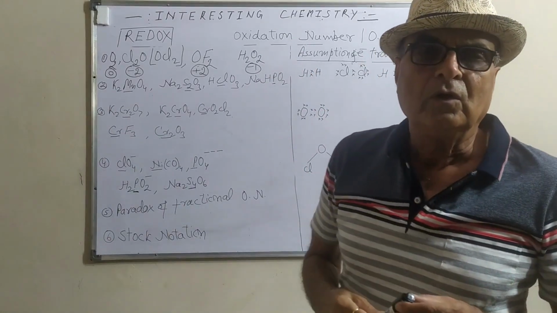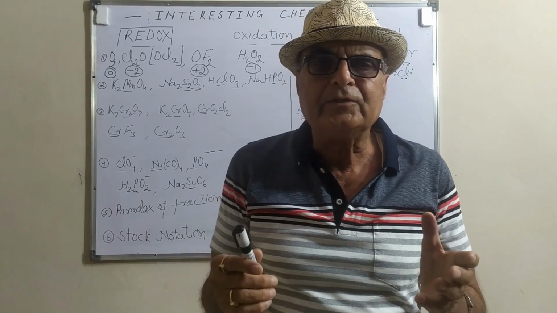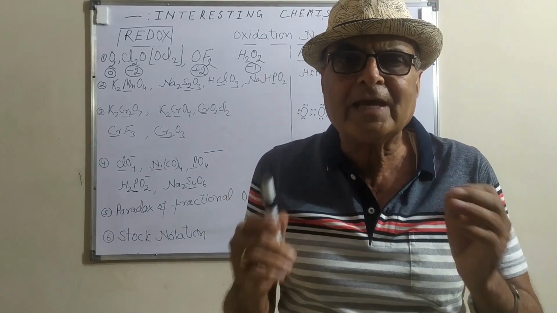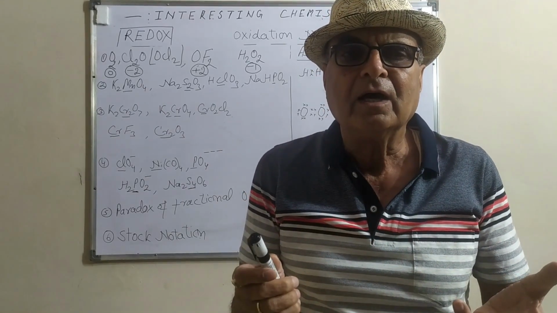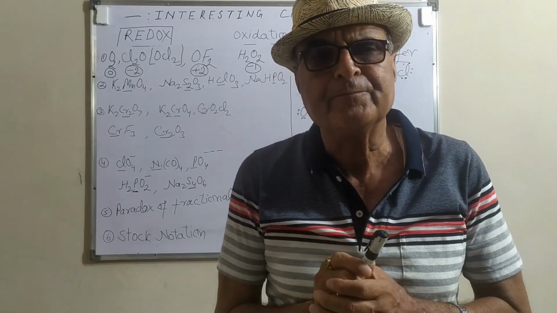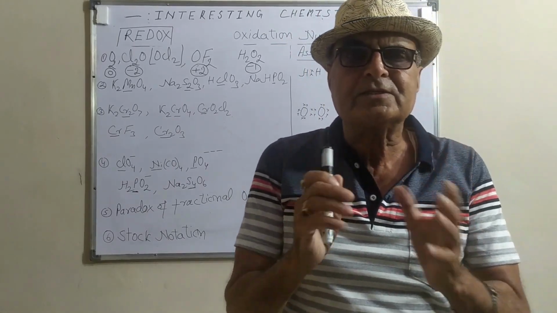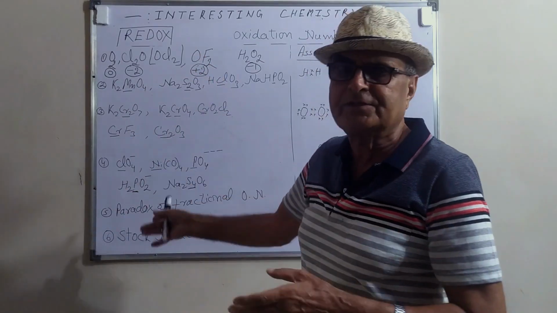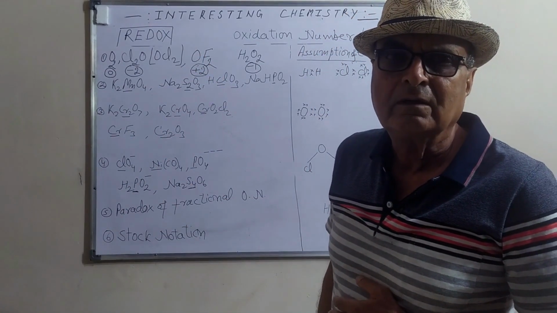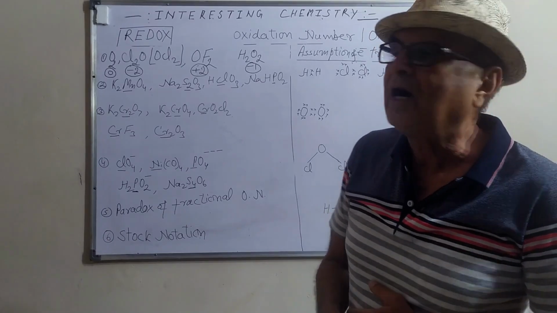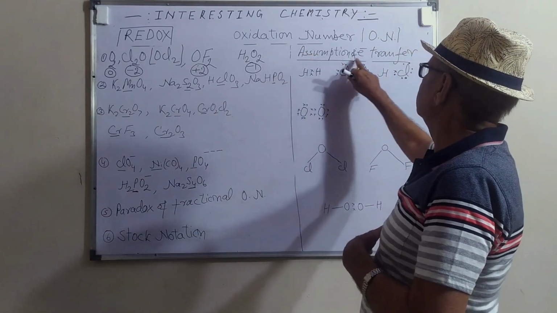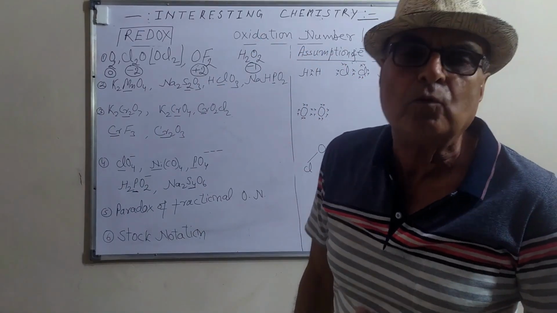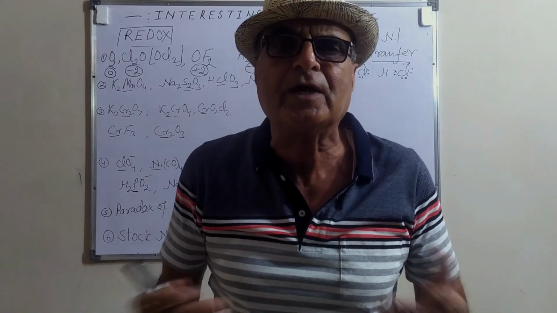So today I will tell you how to ascertain or calculate the oxidation number. For this exercise I have taken some examples and made some questions, and I will discuss them one by one. Before that, I will also tell you the assumption of electron transfer in oxidation number. What is this assumption of electron transfer?